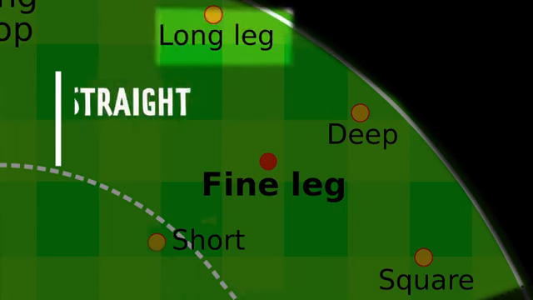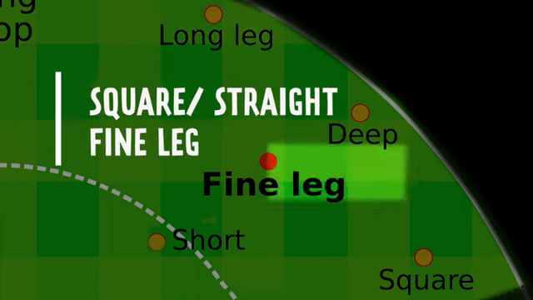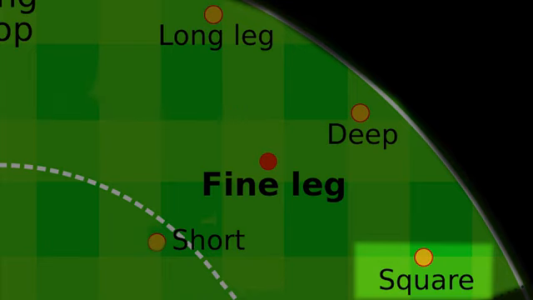Deep fine leg towards the line of pitch is known as straight fine leg or long leg. Whereas fine leg towards the batsman's crease is square fine leg.